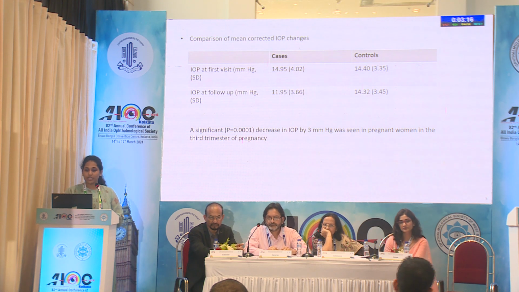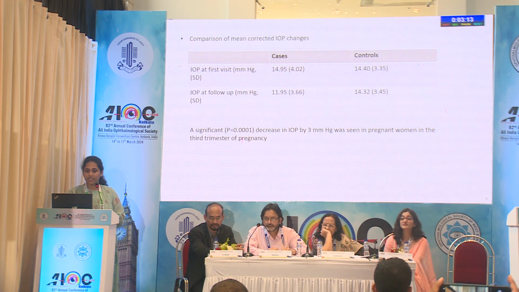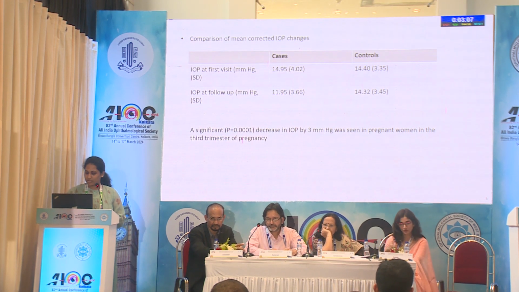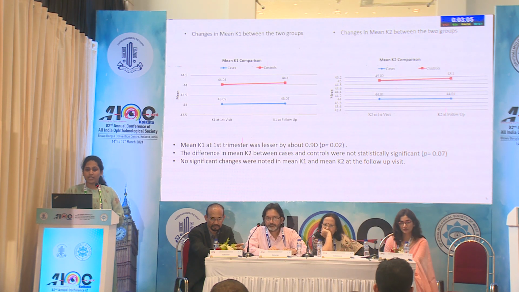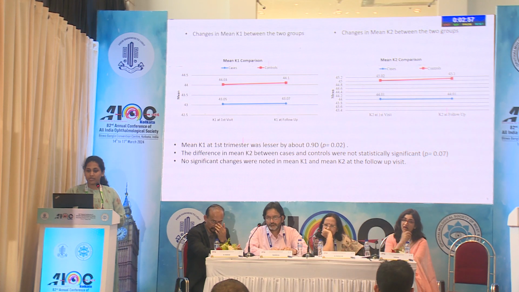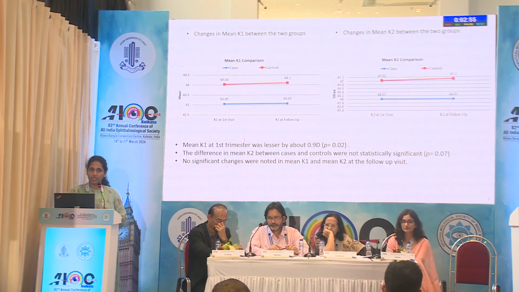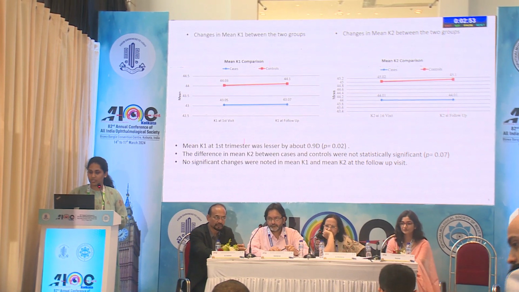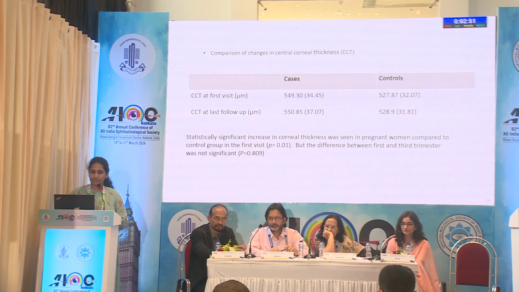On comparison of mean corrected IOP, there is a significant decrease of IOP by 3 mmHg in pregnant women by third trimester. Regarding the mean K1 and K2, there is no significant difference between the groups, and also there is no significant change in K1 or K2 at first and third trimester.